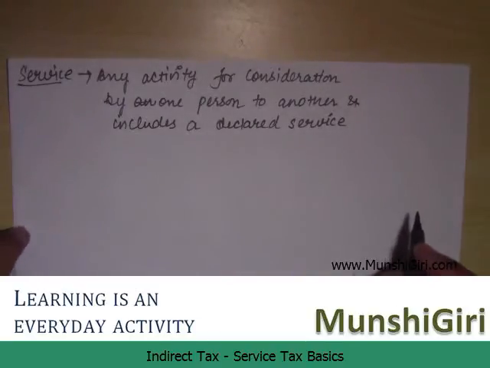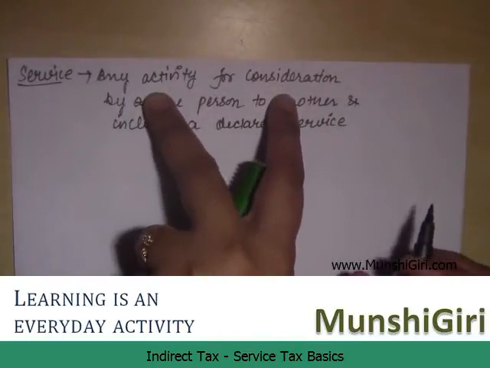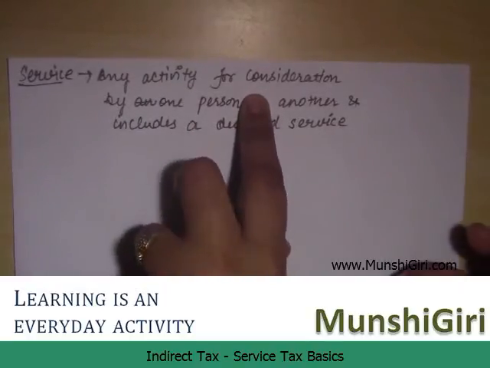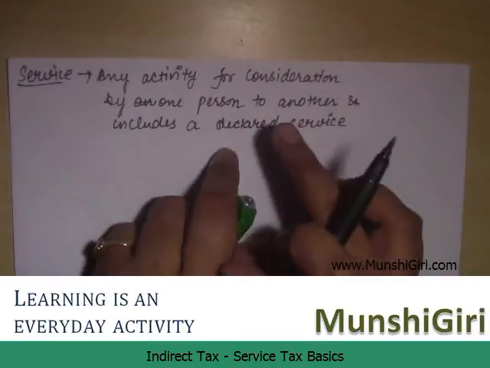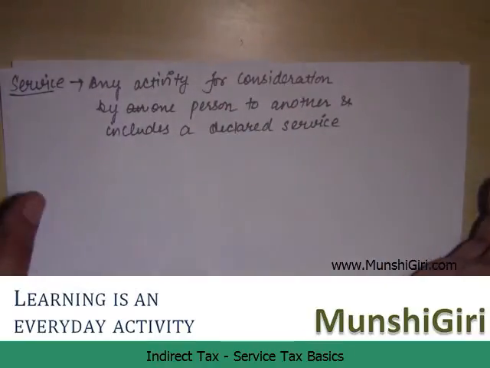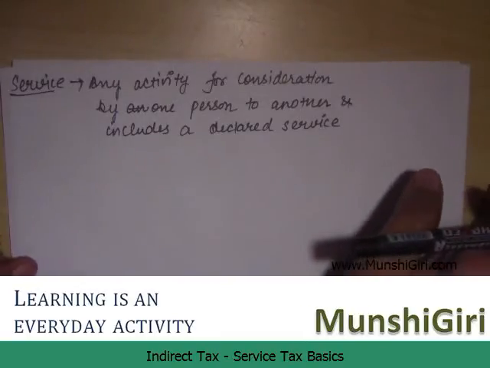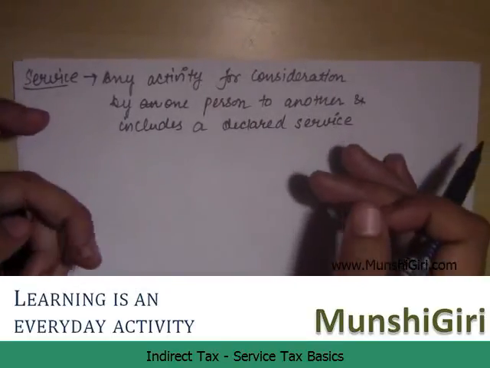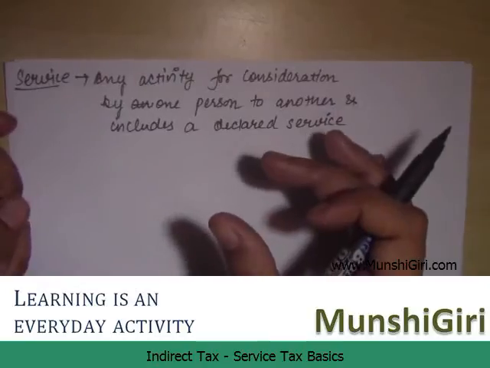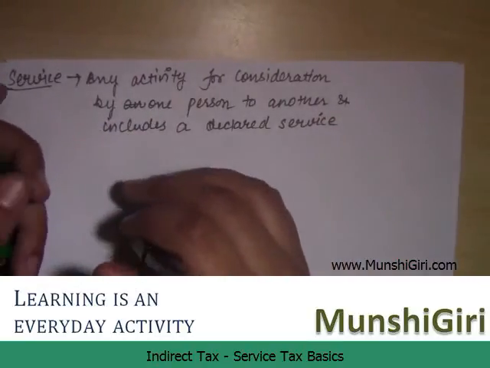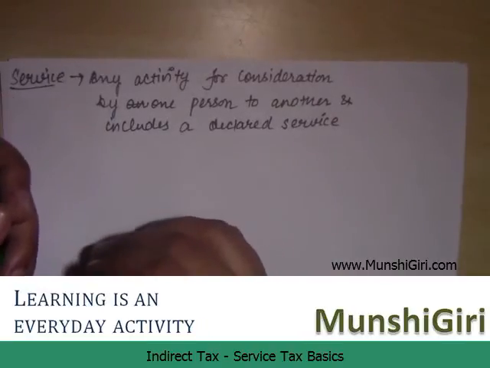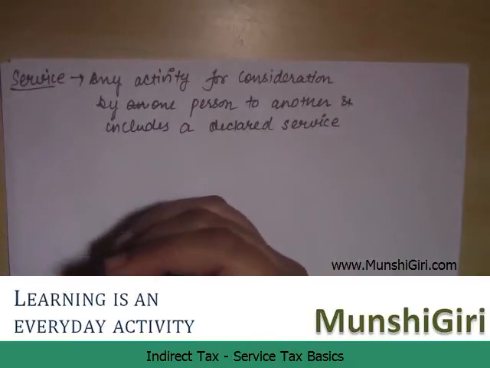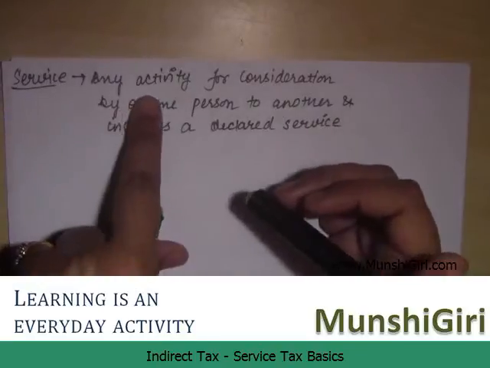Now you see that the activity and consideration will go hand in hand. If there is activity and no consideration, it will not be covered in service. Same way, if there is consideration and no activity, again, it will not be covered in service. Take your example of charity. Charity is not taxable. There is activity, that is charity, but there is no consideration in return for the same. So, hence, this is not taxable. However, if charity is for consideration, it will become taxable. It's as simple as that. Now let's look at what activity means.